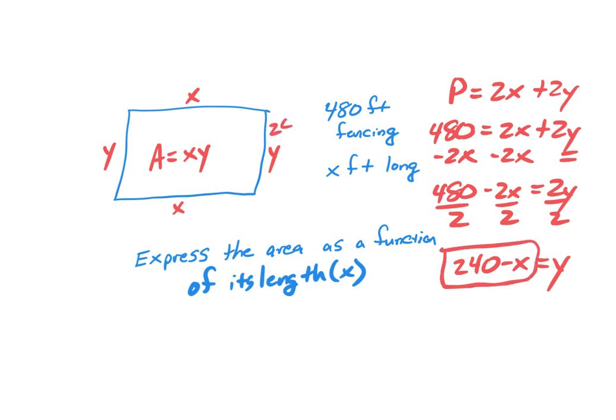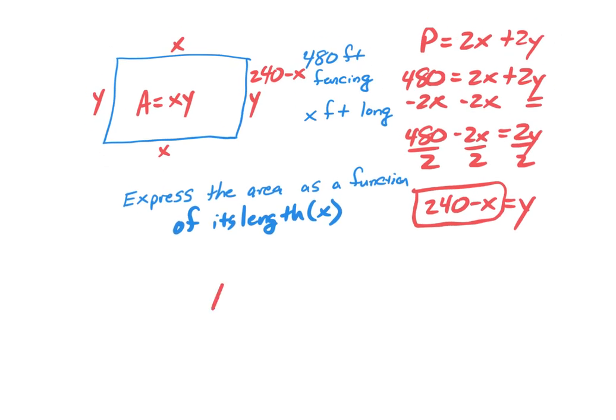So then what I can do is put that in for my width. My width is 240 minus x. Instead of writing it as y, I'm writing it in terms of x. So my length is still going to be x, but my width now is going to be 240 minus x. We just have to get that y replaced with something that's equivalent using an x. And that's how we get it.